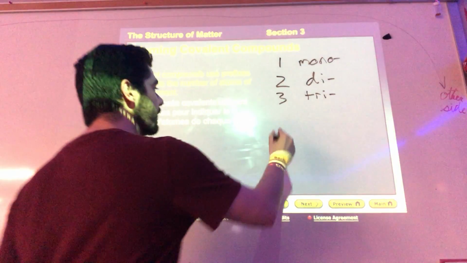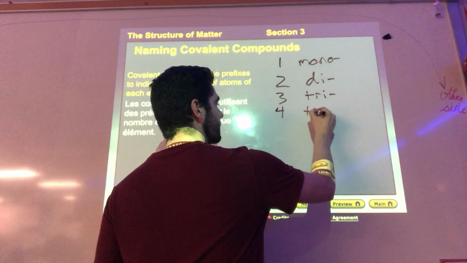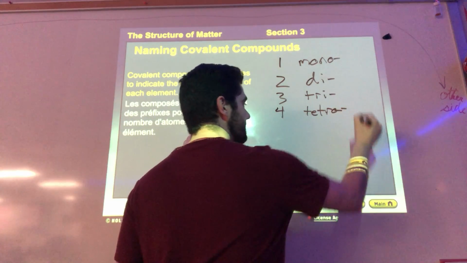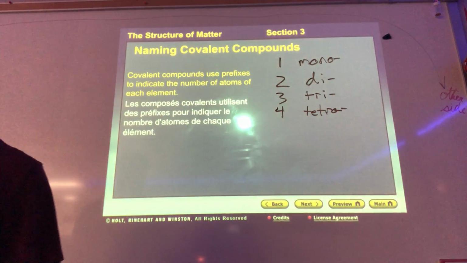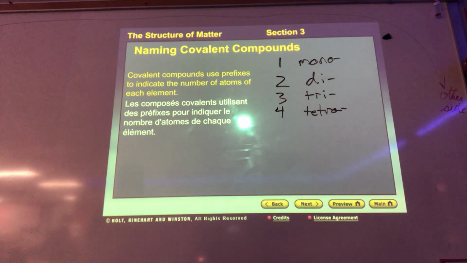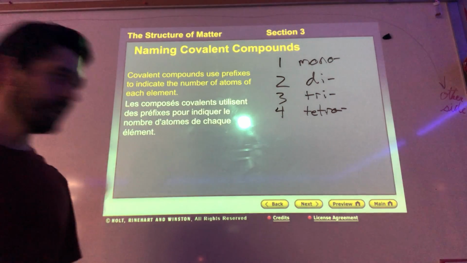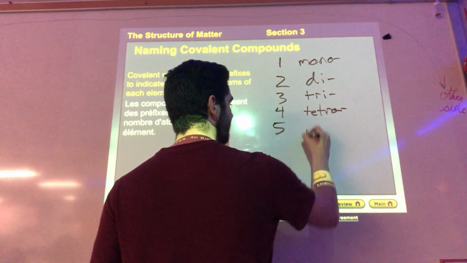Okay, for four atoms, we're going to use tetra. You ever played the game Tetris? It's called Tetris because you're trying to get rid of four rows at once. Five. Penta. Penta is five. Very good. Like a pentagram.